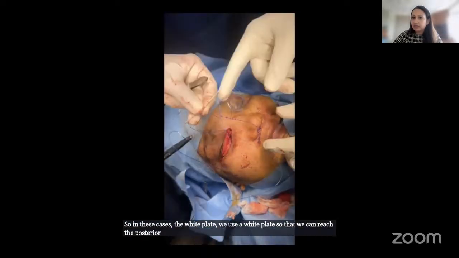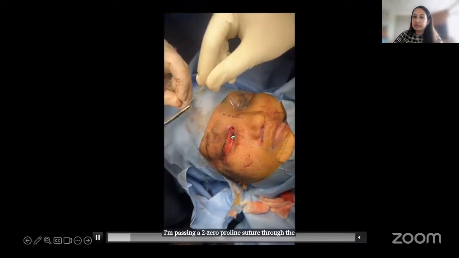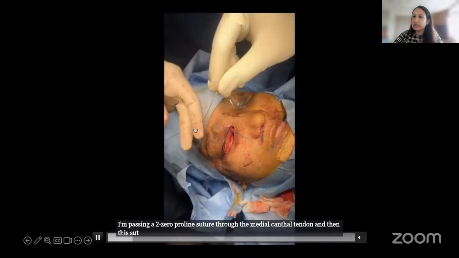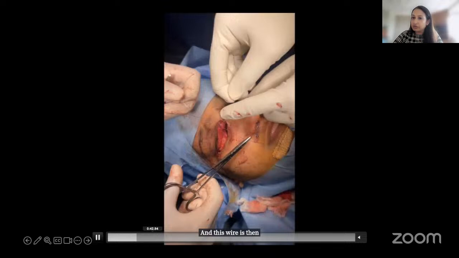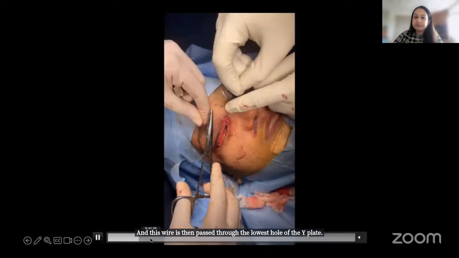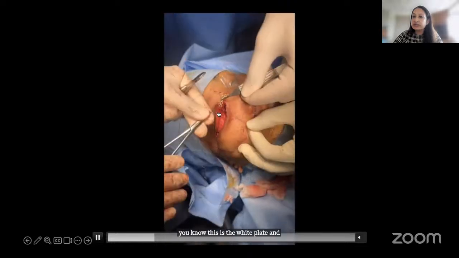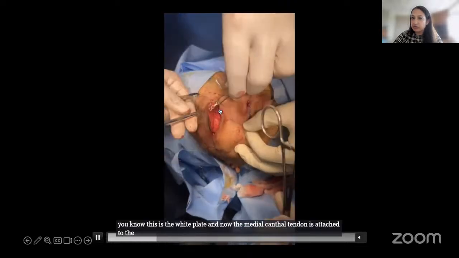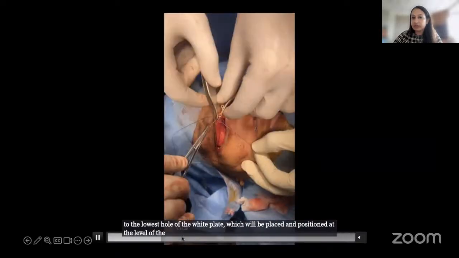I'm passing a 2-0 proline suture through the medial canthal tendon, and then this suture is passed through a 26 gauge wire. And this wire is then passed through the lowest hole of the Y plate. Here, this is the Y plate, and now the medial canthal tendon is attached to the lowest hole of the Y plate, which will be placed and positioned at the level of the posterior lacrimal crest.